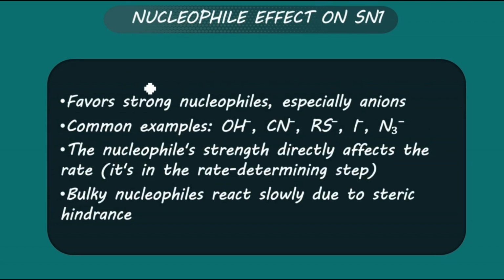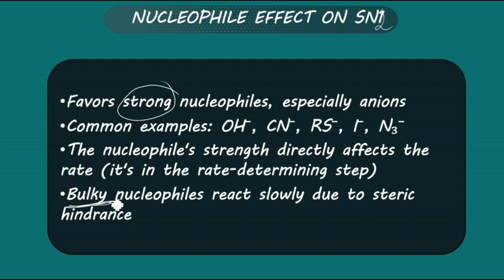Then nucleophile effect on SN2. In SN2, it favors strong nucleophiles, especially the anions. OH minus, CN minus, RS minus, I minus, azide. So these are some strong nucleophiles. The nucleophile strength directly affects the rate. So the strength is also important. And bulky nucleophiles react slowly. As I told you, bulkiness, the crowd should be avoided. SN2, it's like a VIP treatment. Okay, there should not be any crowd.